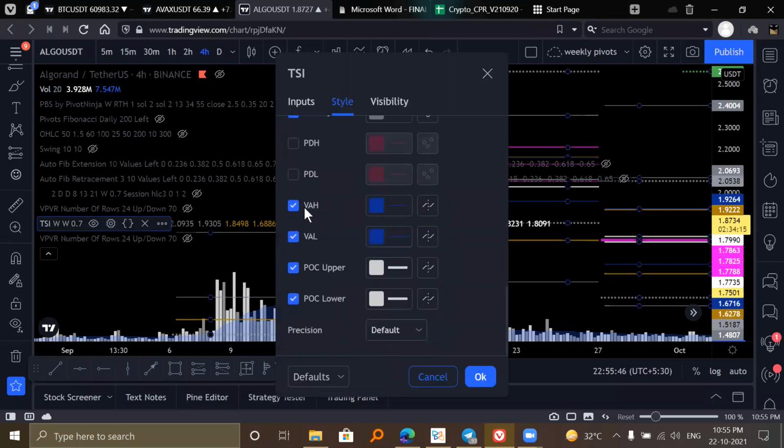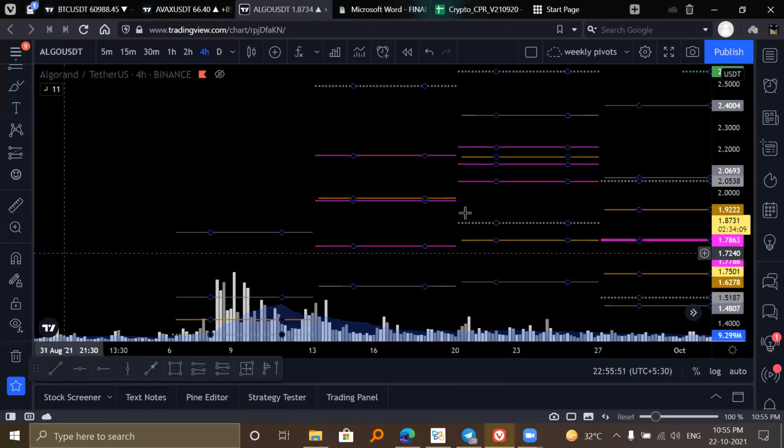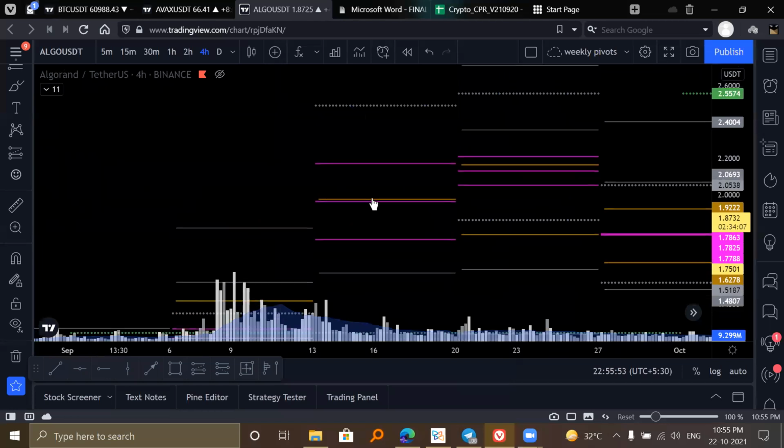Okay, so this is when the CPR of this week overlaps the CPR of last week. This is the weekly pivots. The setup remains the same on any time frame, on any pivots. I'm showing the weekly pivots, and it will be valid for the daily ones also.